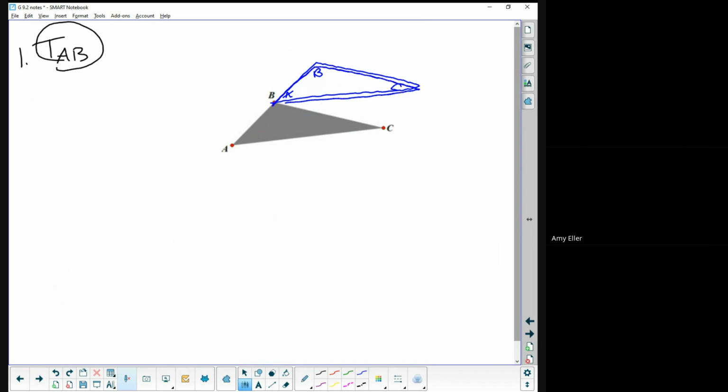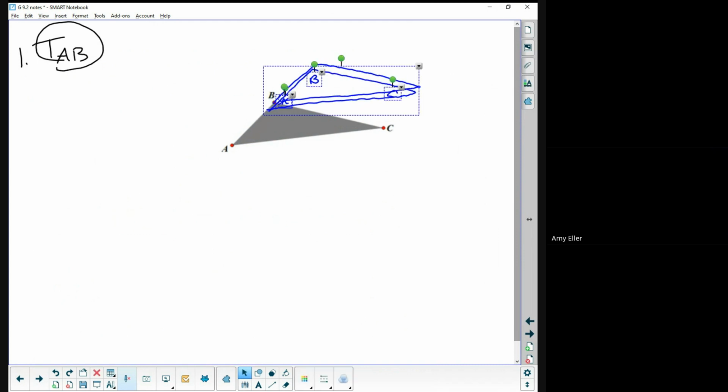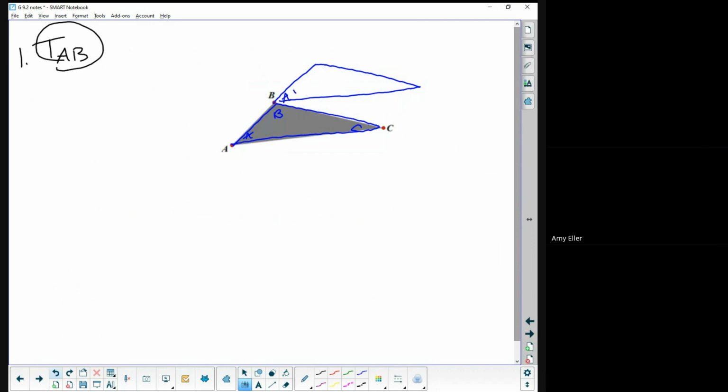I'm about to move that patty paper. And I'm going to name my new points A prime, B prime, C prime. I'm going to put a 1 in the middle because that's my answer to my first question.